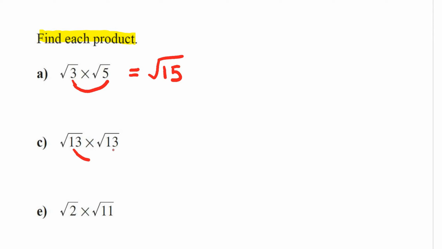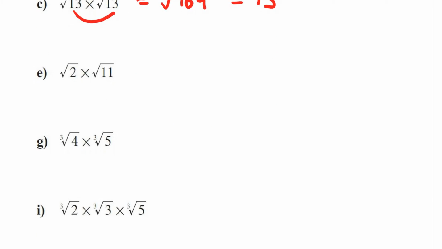Next one, 13 times 13 is 169, so the square root of 169, and the square root of 169 is 13. All right, so we're just multiplying for the very first question here. So 2 times 11 is 22, so this will be the square root of 22.